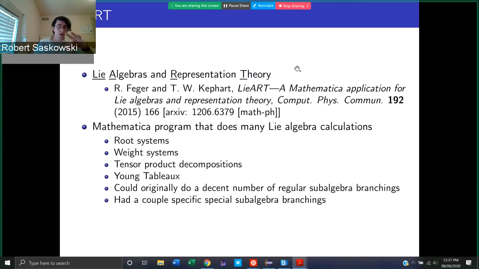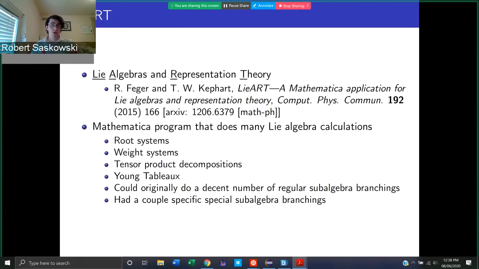And it can do a lot of Lie algebra calculations. For example, it can fully calculate all the root systems that we've been talking about, and calculate the weight systems. It can also calculate tensor product decompositions. And what I mean by that is, given two representations, you can think of them as matrices. So you just take the tensor product of the matrices, and this will give you some new representation. And in general, this representation is going to be reducible. And so you decompose this as the direct sum of irreducible representations, and this is what's known as the tensor product decomposition. And LieART is fully equipped to do this for you.